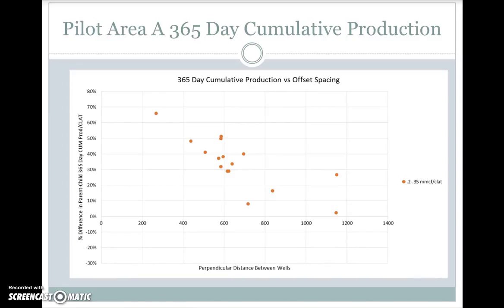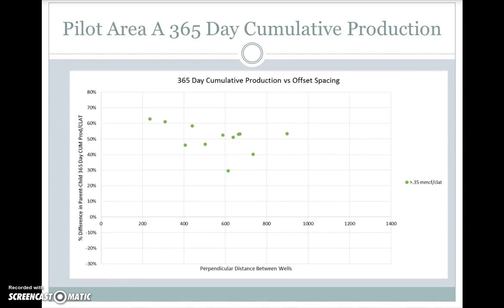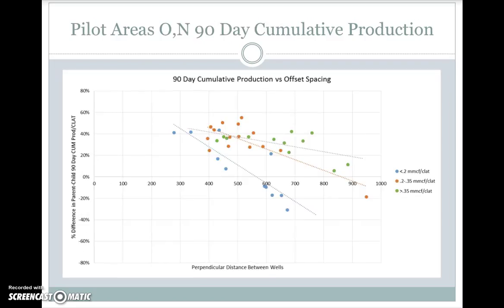The medium cum example is showing about the same trend. It's crossing the x-axis, probably around the same point, anywhere from 800 to maybe 1,100. So that's just showing that we need to space off a little bit further for this case. And then once again, for the high cum, that child's production is negatively impacted, kind of regardless of where we are.